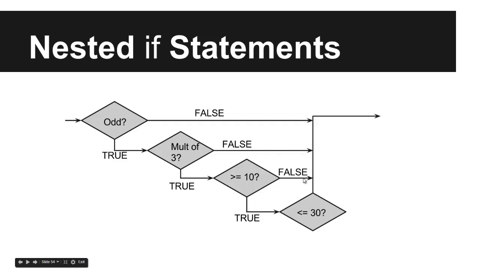And then in all cases, if our number is not odd, we roll from there. And this last one, if it is less than or equal to 30, we output a message, and then we rejoin our program here in just a little bit.